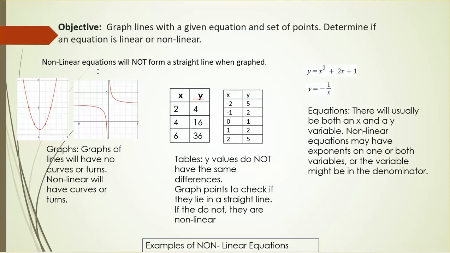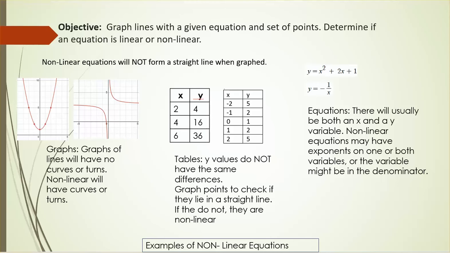Here are some that are nonlinear. That means they do not form a straight line. If we graph them, we can see that there might be some turns. This is nonlinear. Or maybe even two different parts of the graph, and they also have a turn. So both of these are nonlinear.